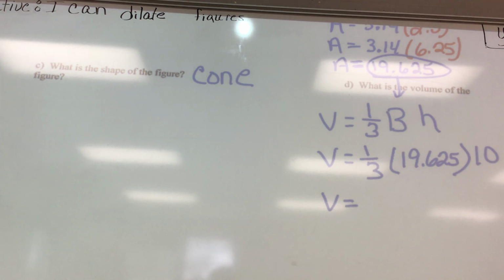Put this in your calculator. And what do you get? Anybody? Yeah, you're just multiplying all three numbers. 65.4166 repeating. 65.41 repeating 6. Yeah. Let's stop the video.